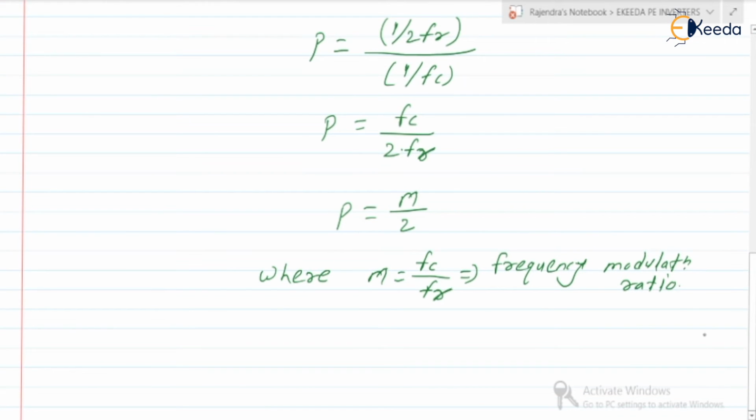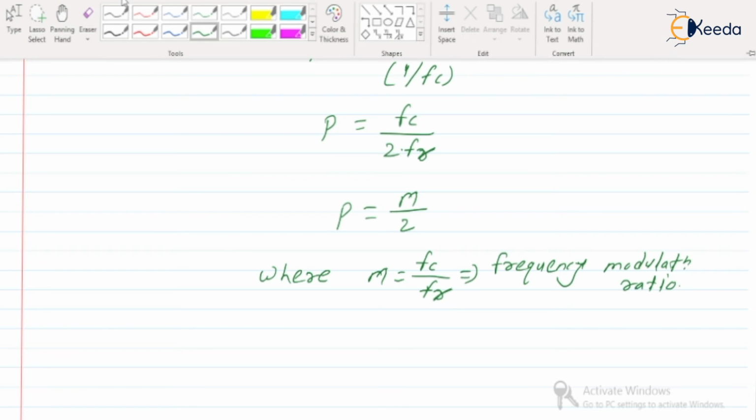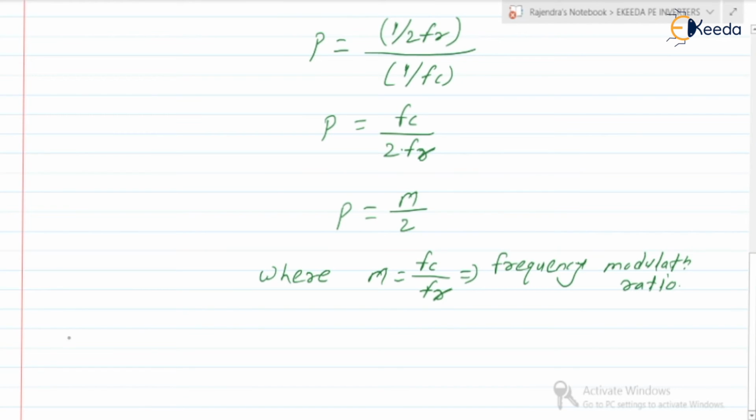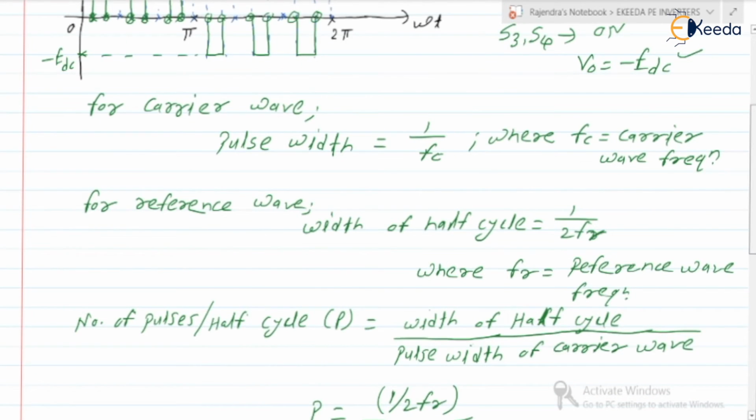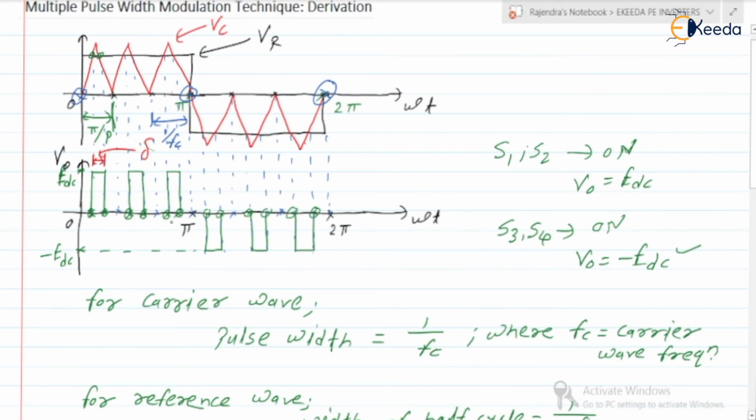Now further, can we derive the expression for V0 RMS? Yes, we can. V0 RMS, that is the RMS value of the output voltage. So if you check the V0 waveform, corresponding to each half cycle, the number of pulses is equal to P. If we have P number of pulses corresponding to pi radian, then corresponding to each pulse, can we write it is equal to pi by P?